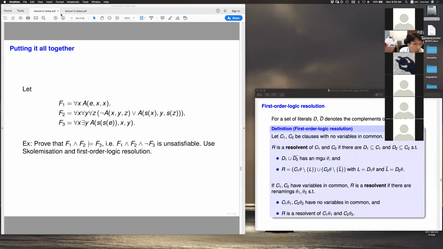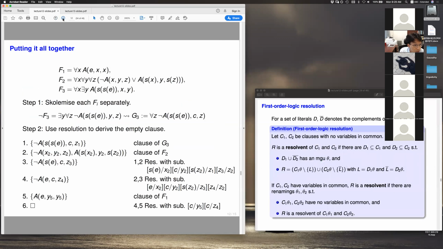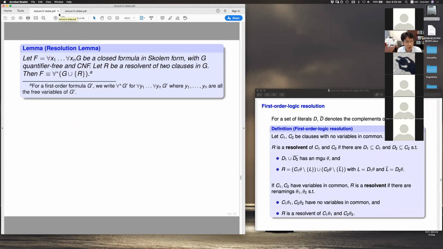Okay, so now on to the next. So then now the natural question that pops up is why this whole thing is okay. And this whole thing is okay because of the resolution lemma, just like the resolution lemma in the first order logic. And this resolution lemma says, if we have a formula F that is a closed formula in Skolem form, and then G is quantifier free and CNF, and R is a resolvent of two clauses in G. So then adding extra resolvent, conjoining this extra resolvent to G doesn't change the meaning at all. So that's what this thing is saying.